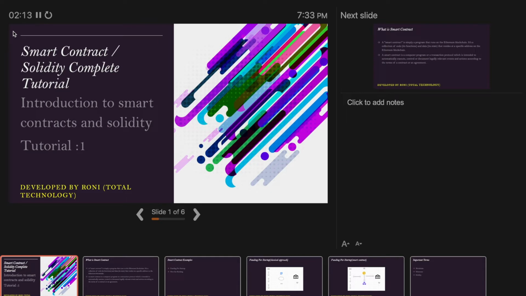But how it is going to happen, and in which tutorial, if you ask me to share some kind of overview of the course, I really don't have one at this moment, but it will come every day or every week, depending on my time and schedule. So this is going to be a smart contract and Solidity complete tutorial, and as I told you, from the name itself it is clear that this will be an introduction. Okay, so let's move on to the next slide.